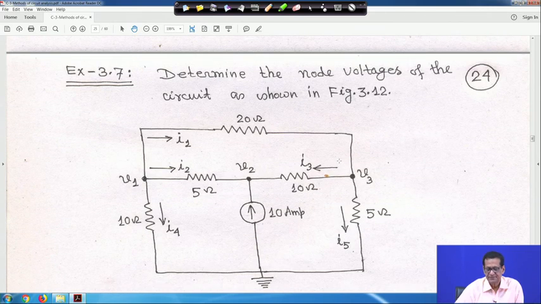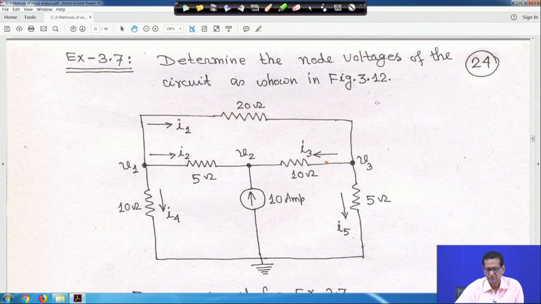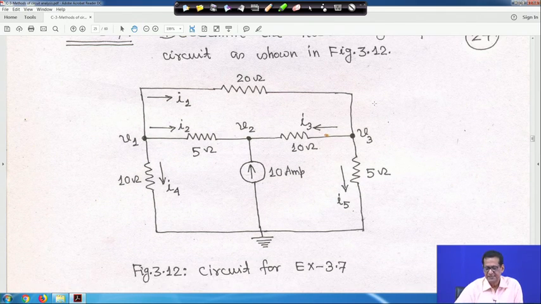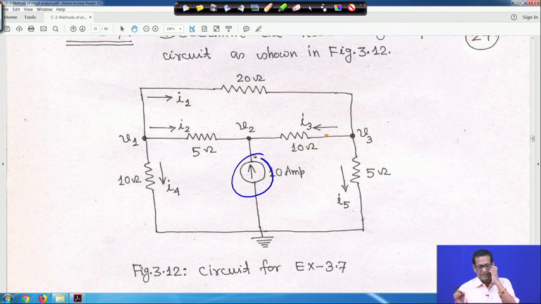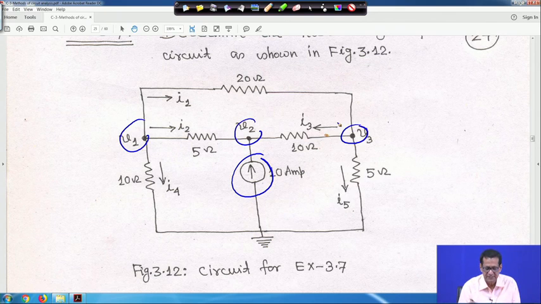Now, next one is determine the node voltages of the circuit as shown in figure 12, that is 3.1. So, in this circuit you have a current source of 10 ampere, and this is V1, this is V2 and this is V3.